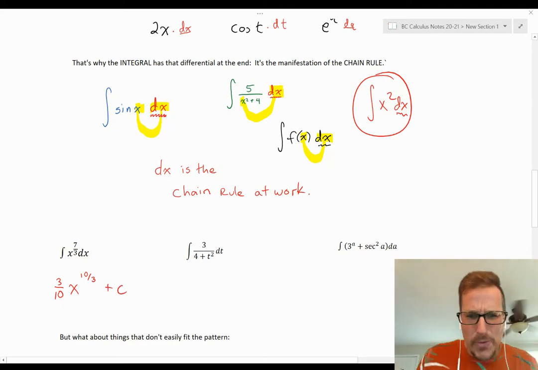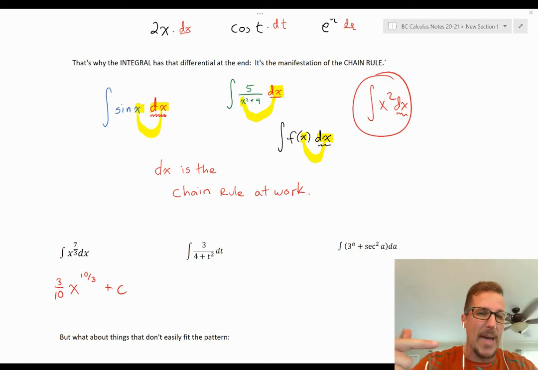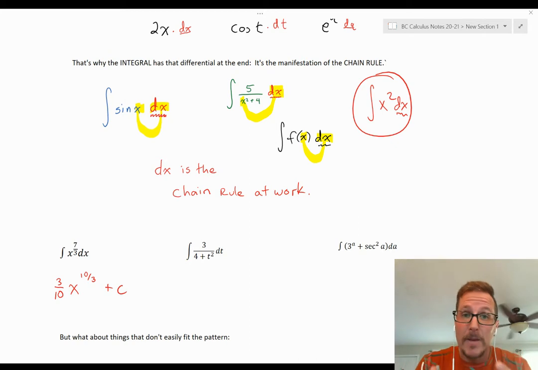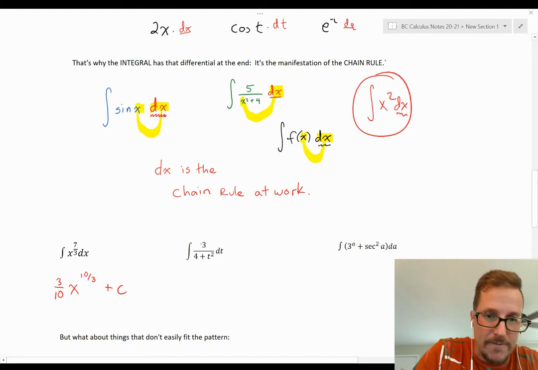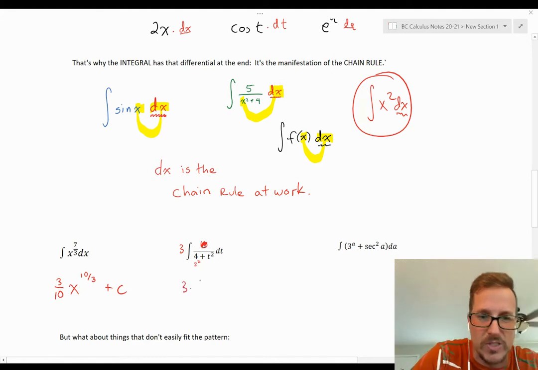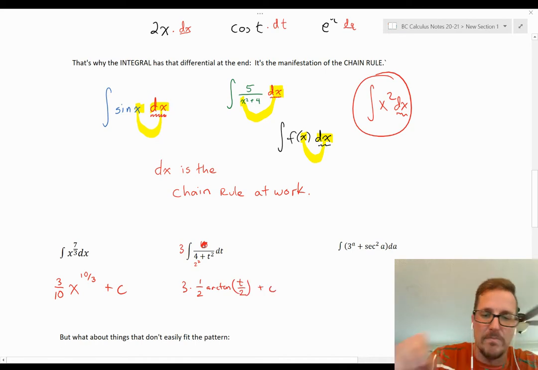The next one, 3 over 4 plus t squared. If I think hard enough, I can figure out what that pattern is. It fits the arctan pattern. This is why the patterns are so important, because you need to be able to recognize the pattern of integration. So I could factor the 3 out. All right, see you, 3, you're gone. So then we've got 2 squared there, right? So this totally fits arctan. This would be 3 times 1/2 times the arctan of t over 2, and then add that mystery constant of integration.